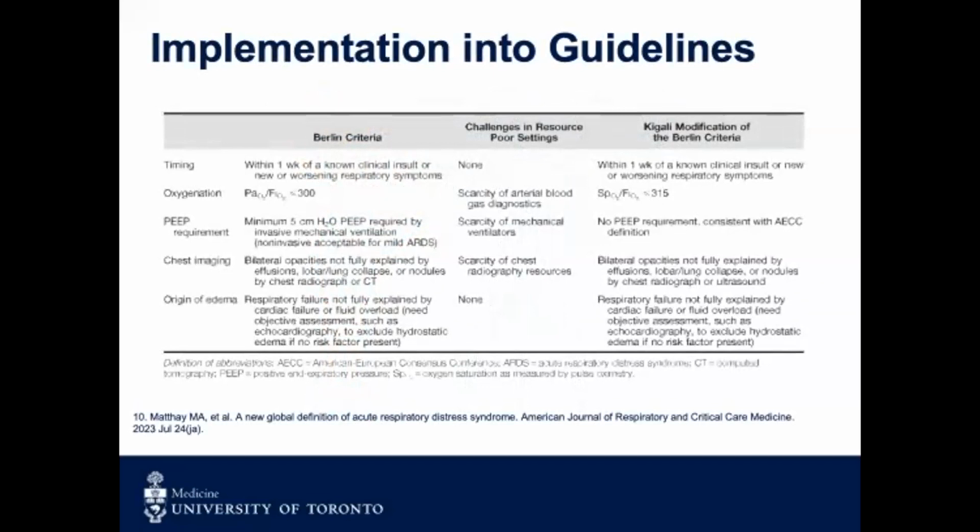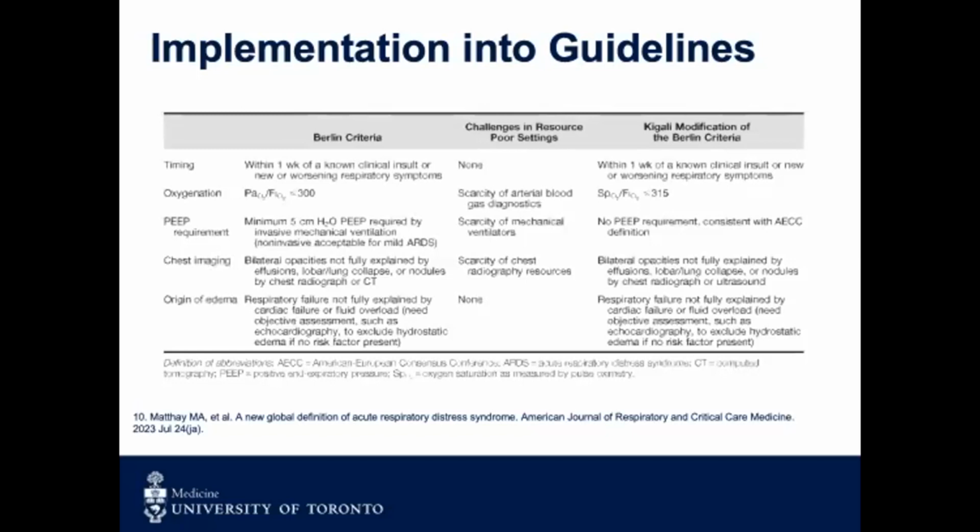So following that, experts met in Berlin in 1994, and the American-European consensus definition was defined. And it had 4 major criteria, which included timing. So it had to be within 1 week of known clinical insult, hypoxemia defined by a PF ratio less than 300. The origin of edema had to exclude cardiac edema, which can be a little bit challenging to determine. And the patient had to have bilateral opacities, either defined by chest radiograph or CT.